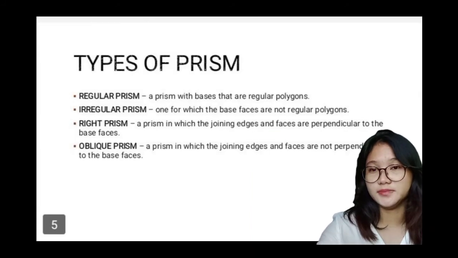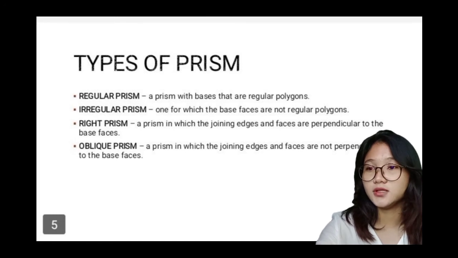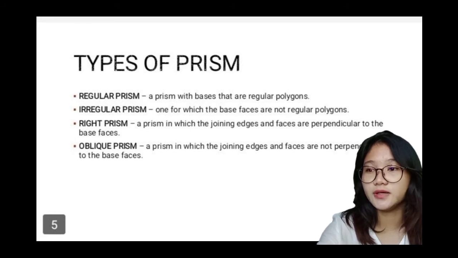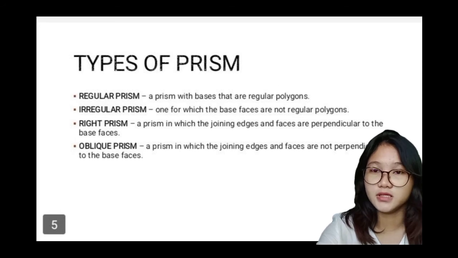Types of prism. First is the regular prism, a prism with bases that are regular polygons. Next is the irregular prism, one for which the base faces are not regular polygons. Next is the right prism, a prism in which the joining edges and faces are perpendicular to the base faces. Next is the oblique prism, a prism in which the joining edges and faces are not perpendicular to the base faces.